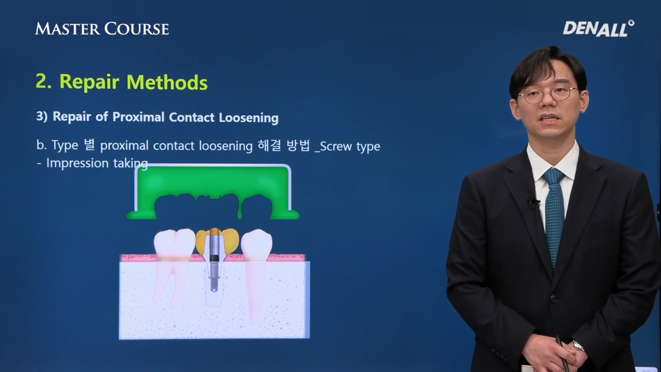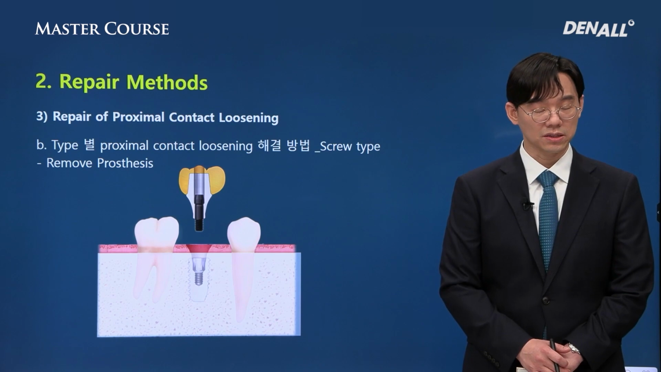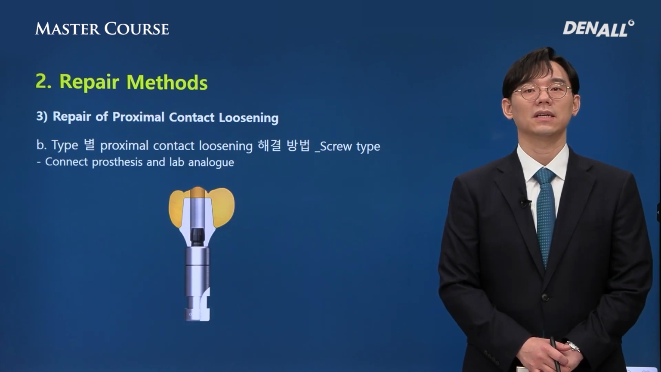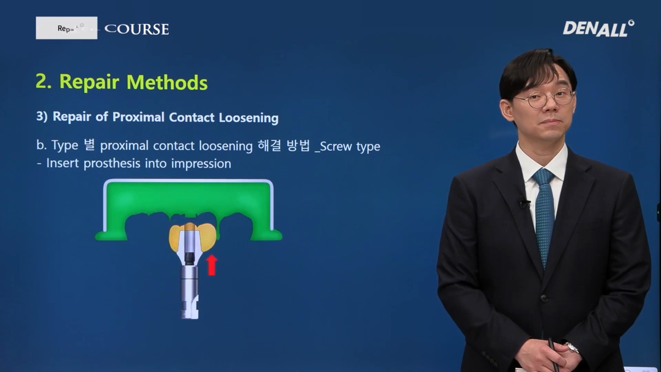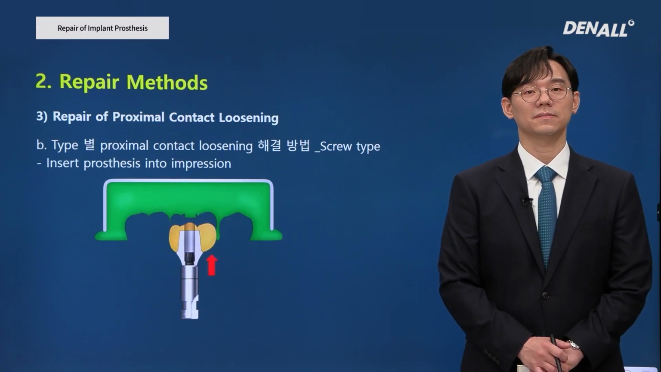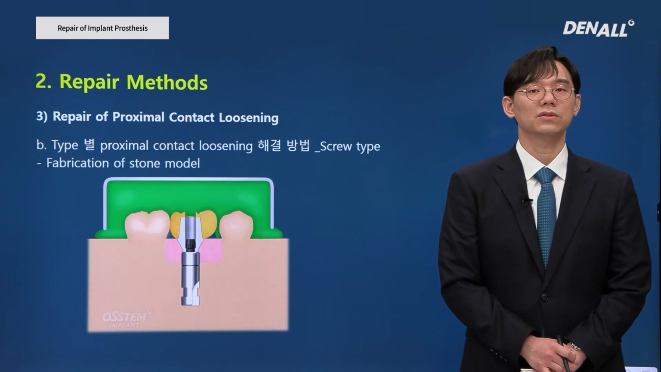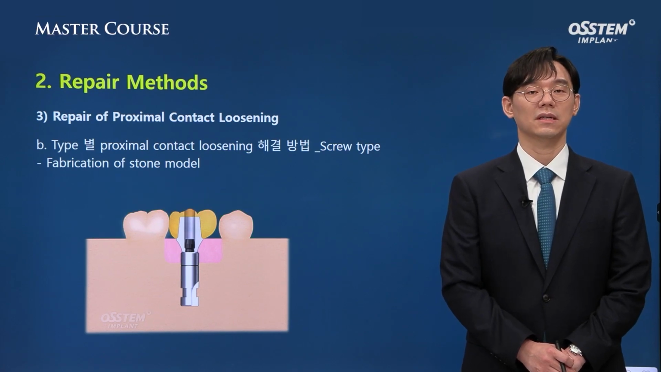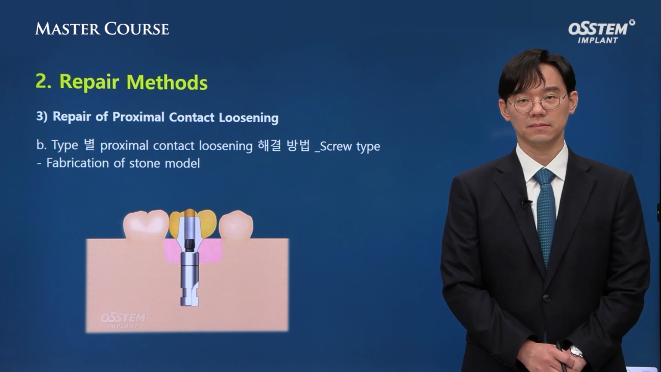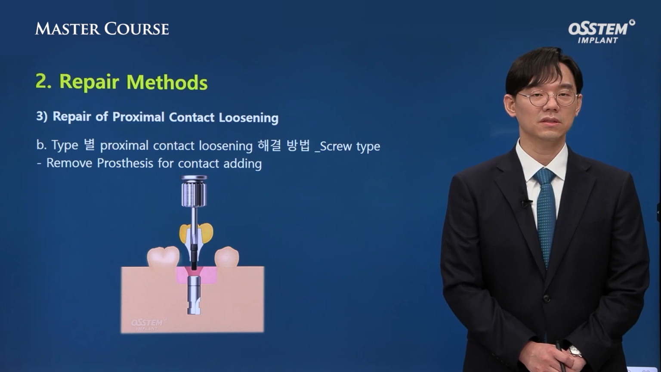Once the impression of the prosthesis has been taken, the prosthesis is removed from the oral cavity. A lab analog is connected. Like a transfer coping impression, this is connected to the prosthesis on the impression material, and you make a model using stone and gum tissue materials. You can do contact adding here on the model. On the model, the proximal surface is adjusted.